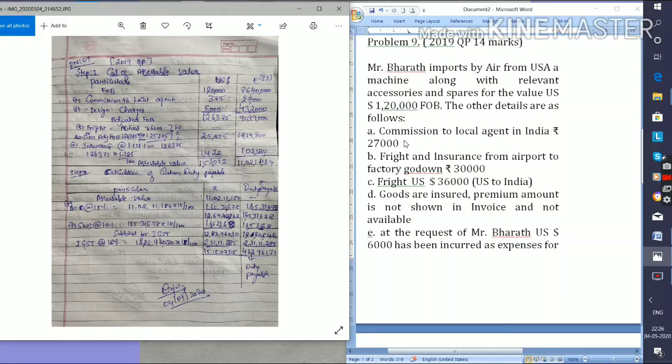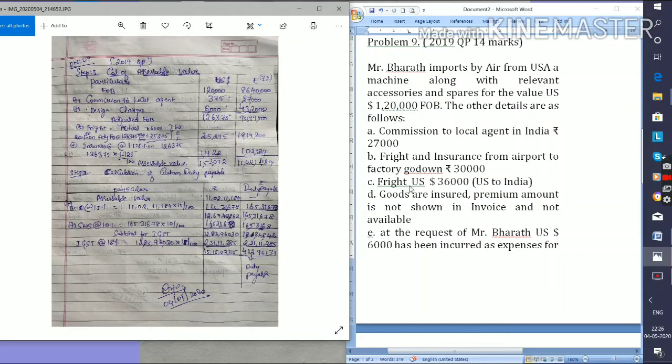It is given in Indian currency, converted again to dollars. In the first column, you have to convert. How to convert? The rate is given, 72. That is the one rate there. Next, freight and insurance from airport to factory godown. It is not in the exporter country, it is in the importer country. From the Indian port to the Indian company godown. It should not be included in FOB. Ignore it. Suppose if it is added, you deduct.